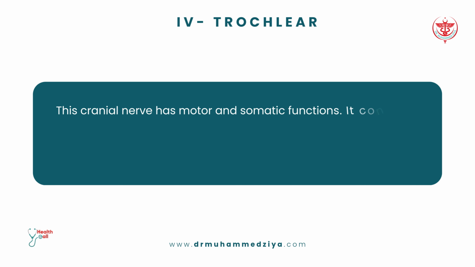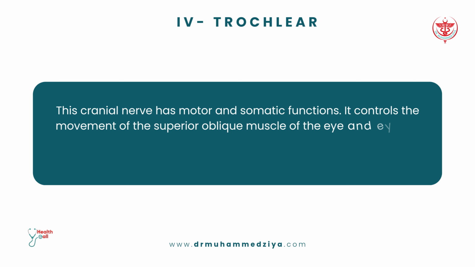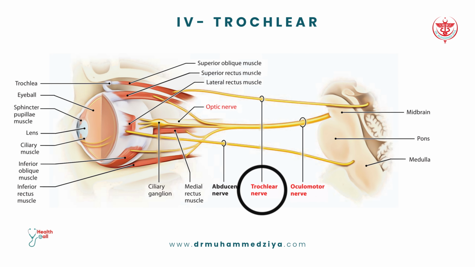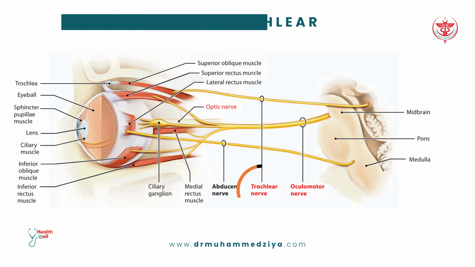4. Trochlear. This cranial nerve has motor and somatic functions. It controls the movement of the superior oblique muscle of the eye and eyeballs. It has the longest intracranial course, but is the smallest amongst all the cranial nerves.